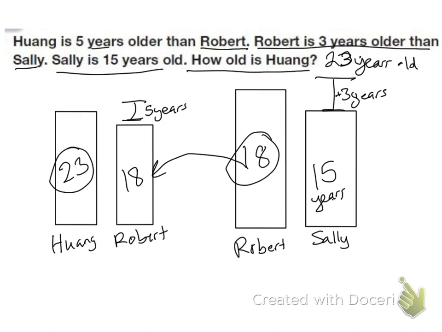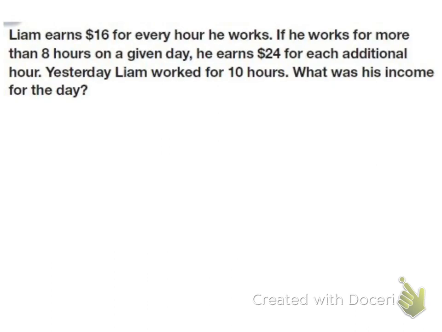Okay. All right. So on this next problem, it says, Liam earns $16 for every hour he works. If he works for more than 8 hours on a given day, he earns $24 for each additional hour. Yesterday, Liam worked for 10 hours. What was his income for the day?